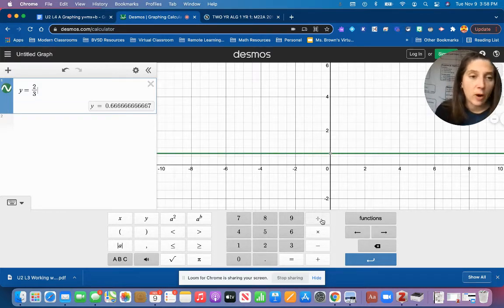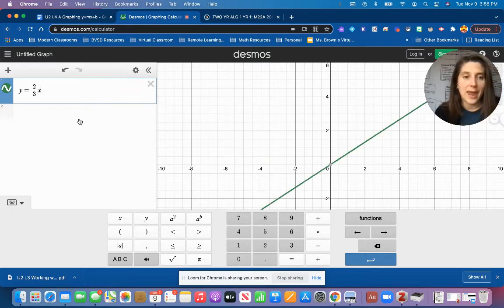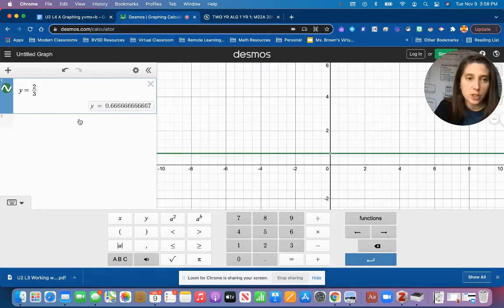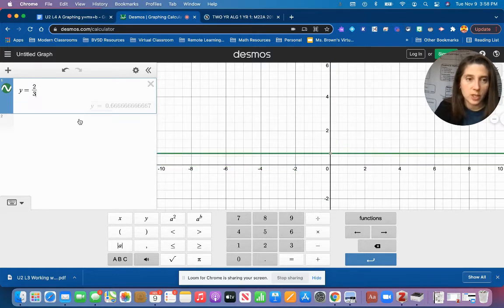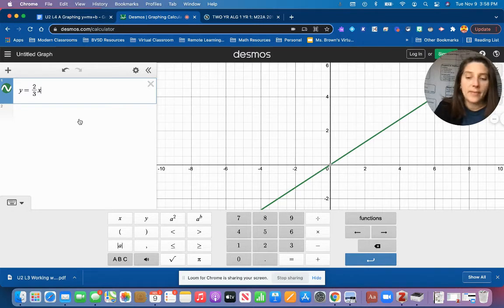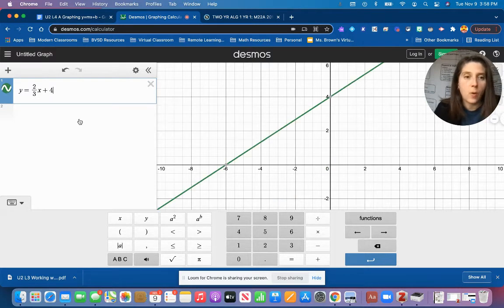I need to use my arrow to the right, or I can use these arrows right here in order to get my x up here. If you didn't do that, you would still be in the bottom and it would look like something funky that we haven't learned about yet this year. So you want that x out in front of the fraction, and then plus 4, and you can see that we get a line here.